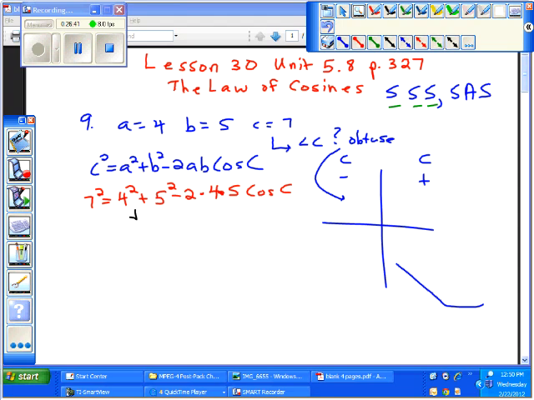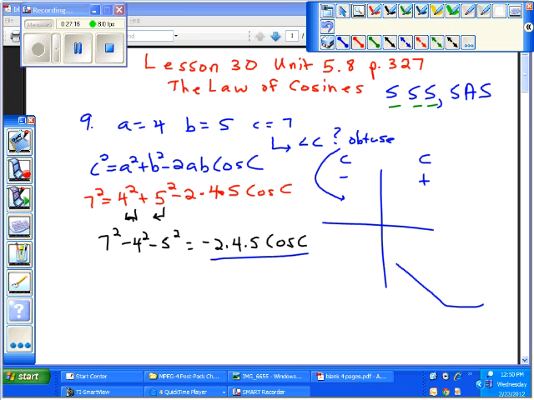Let's do this. We don't want to do any calculations until we have to. We're going to have 7 squared minus 4 squared minus 5 squared is equal to negative 2 times 4 times 5 cosine C. I'm not going to do any calculation. So we moved everything that was added over to the other side. You can calculate it and move it if you want. We're just going to move it. That way, there's no rounding possibility ever, okay?